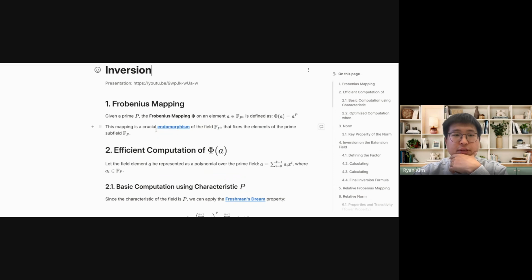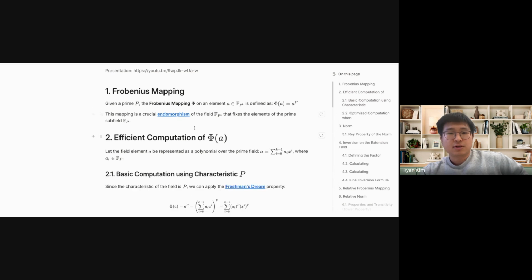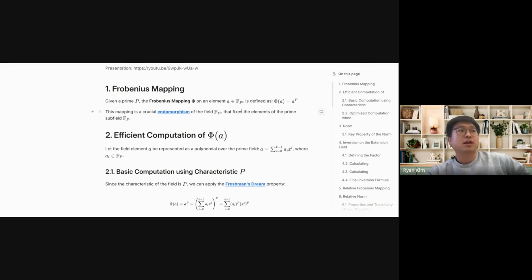If I remind the Frobenius mapping, the Frobenius mapping originally is a mapping function that maps a to the p-th power, but this assumes that this a is constructed with an extension field based on a prime field. That's why it looks like that, F_p^k.